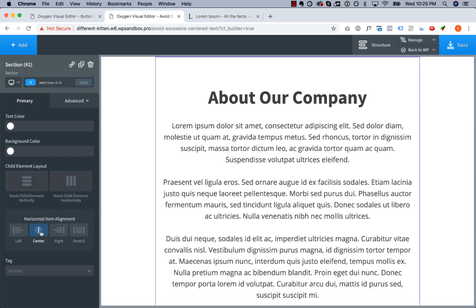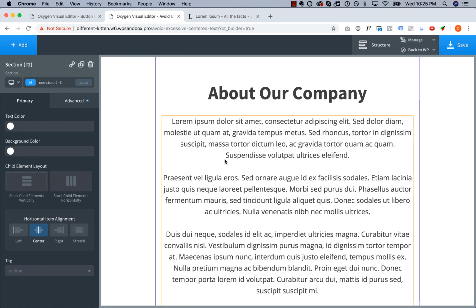Whereas when the text is centered, the eye is going a different distance every single time. First to here, then to here, then to here. It's easy to lose your place.